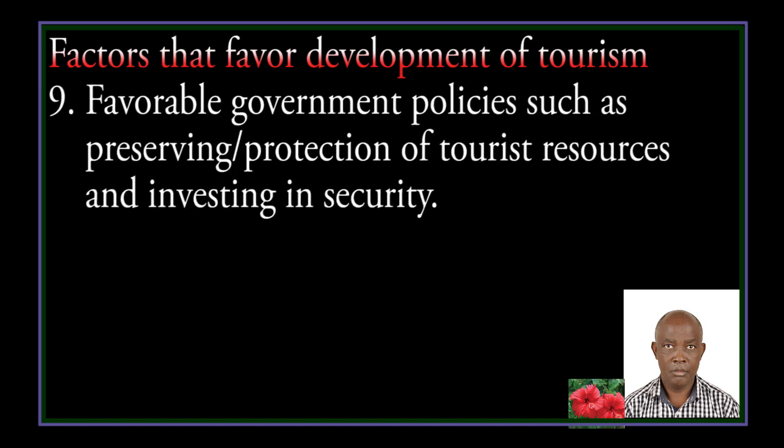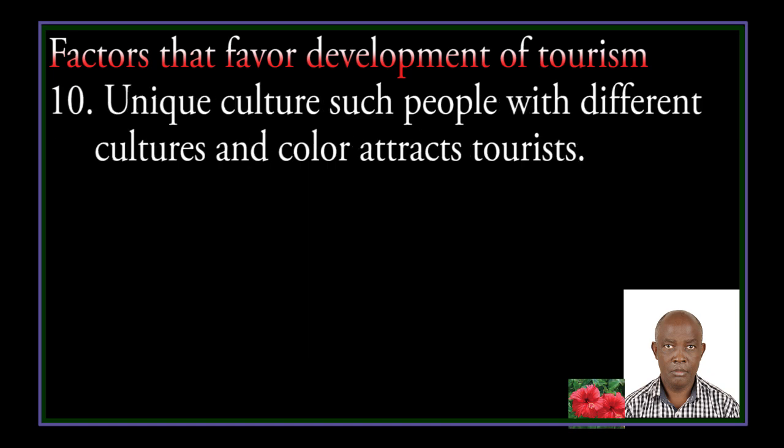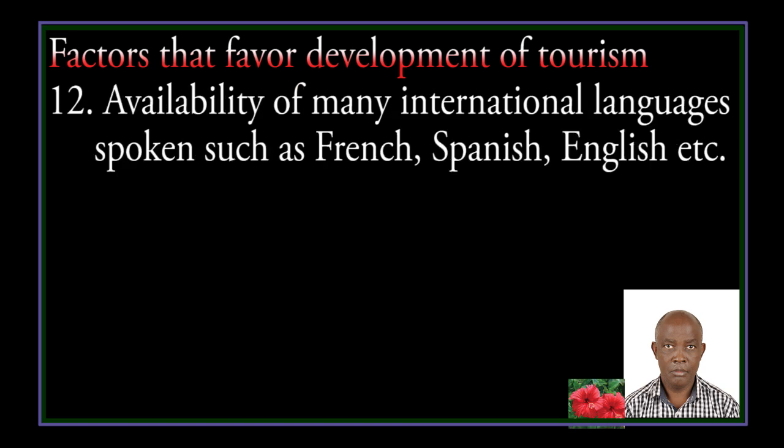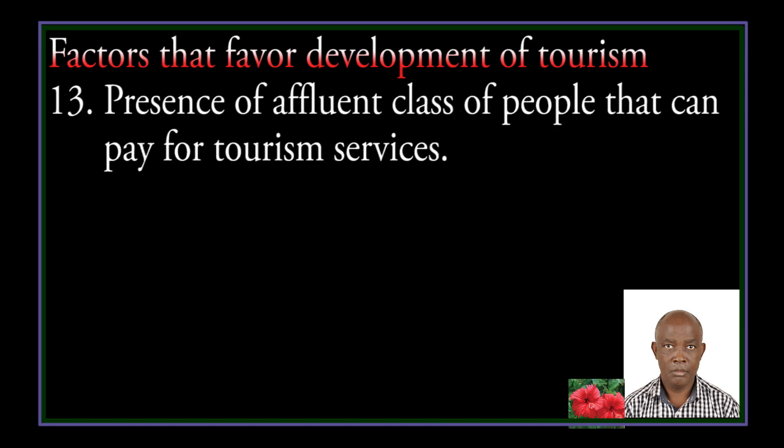Favorable government policies such as preserving or protection of tourist resources and investing in security. Unique culture such as people with different culture and colors. Efficient banking system promotes easy transactions in tourist industries in different forms of currencies. Availability of many international languages spoken, such as French, Spanish, English, and so on. Presence of affluent class of people that can pay for tourism services.